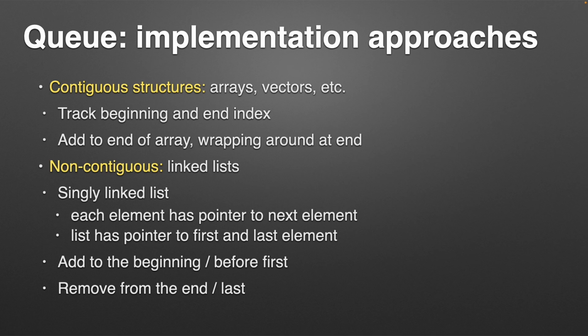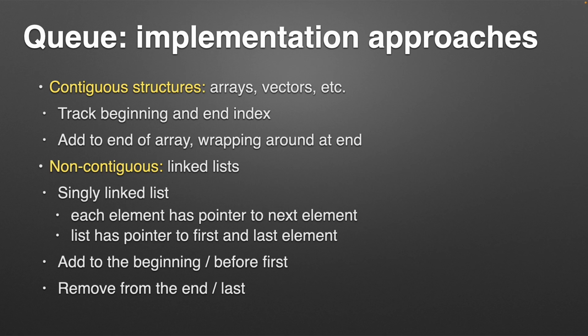So thinking about the queue implementation and approaches to doing that, with an array or a vector, we just need to track the beginning and the end index of that array. We need to add at the end of the array, but once we get to the end of our actual indexed array, we have to do a little bit of math and start back over at the beginning to make it a circular array, just keeping track of that beginning and end point in the array.